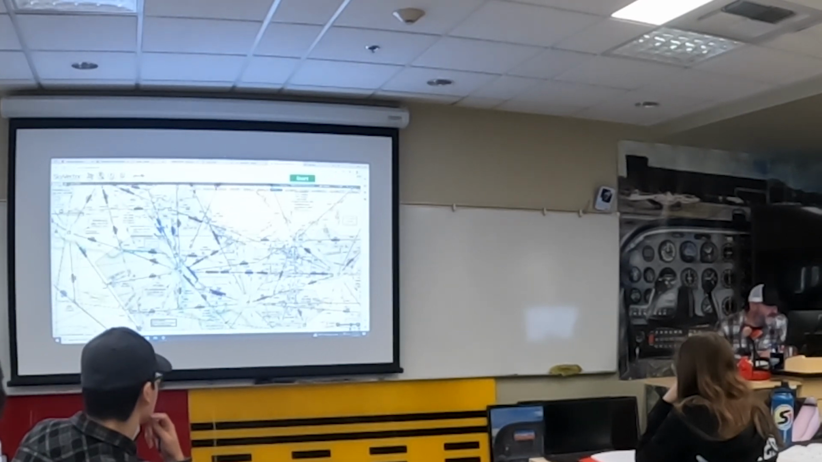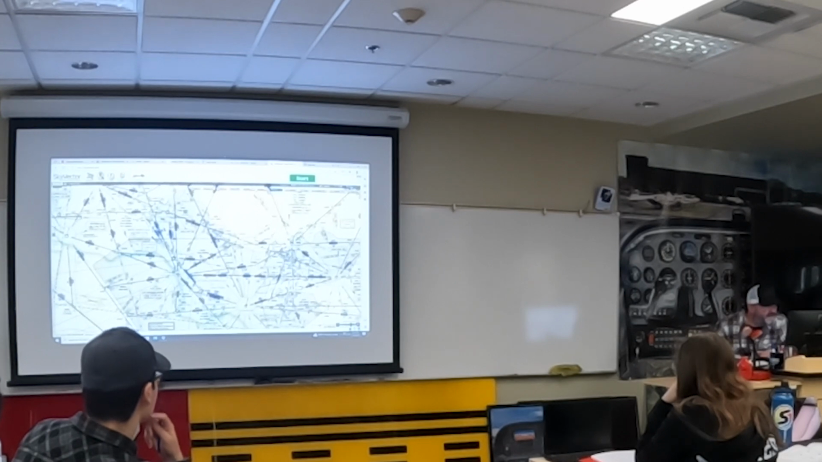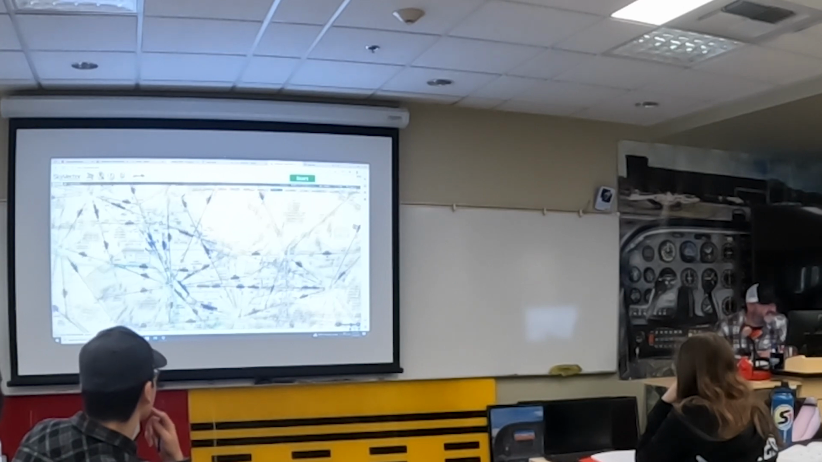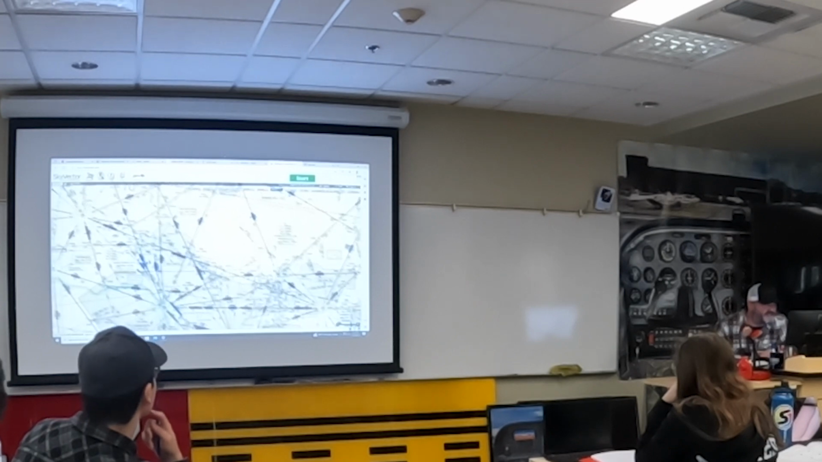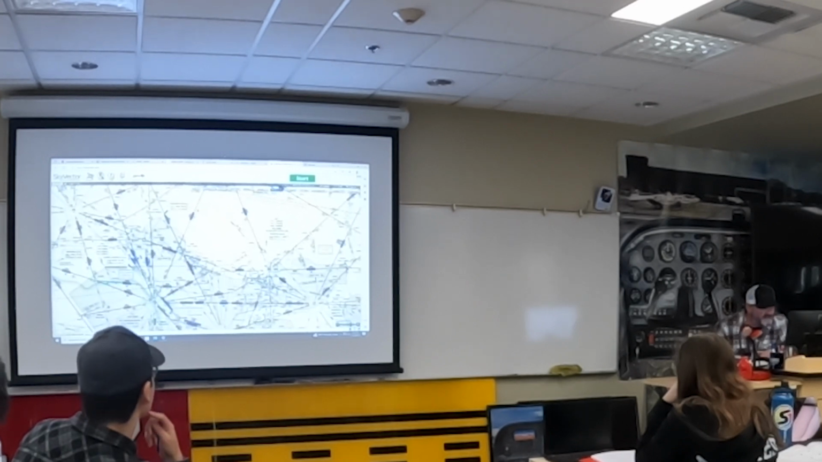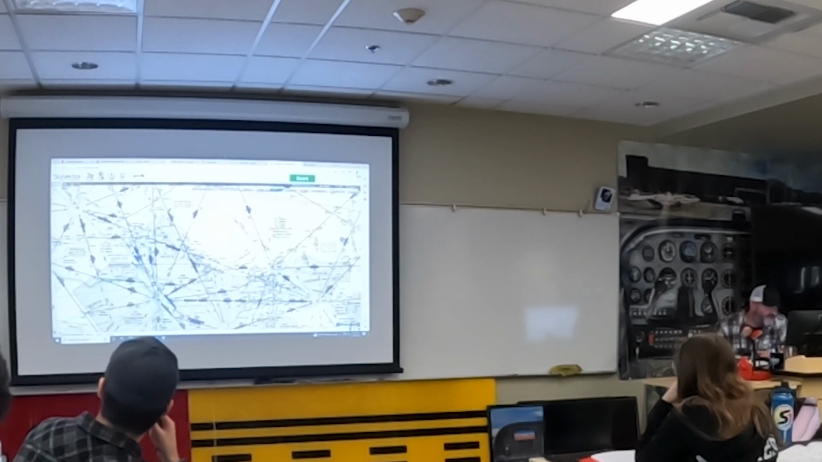Something labeled, it's a little X that is instead of a triangle at an intersection. It's a little X versus a triangle at an intersection. Like these are the triangles that are fixes. Yeah. It's a little X.